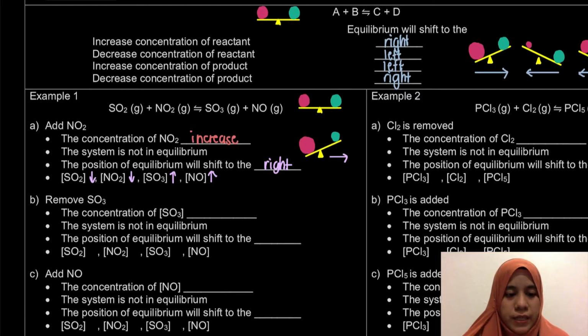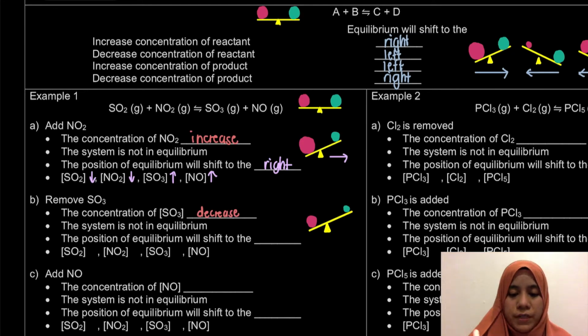The second one is remove SO3. So, SO3 ni is our product. So, right now, it is not balanced. So, maknanya SO3 ni kita nak jadi kecil je tinggal dia. So, dia akan jadi macam ni. So, sekarang ni, it is not balanced. So, first kita kena bagi tahulah. So, bila we remove SO3, the concentration akan decrease. And then, the system tu is not in equilibrium.